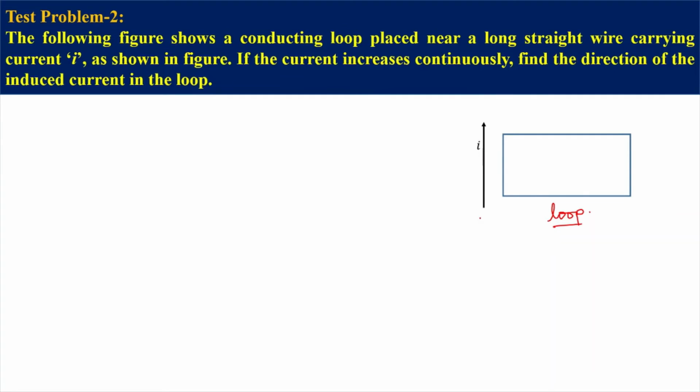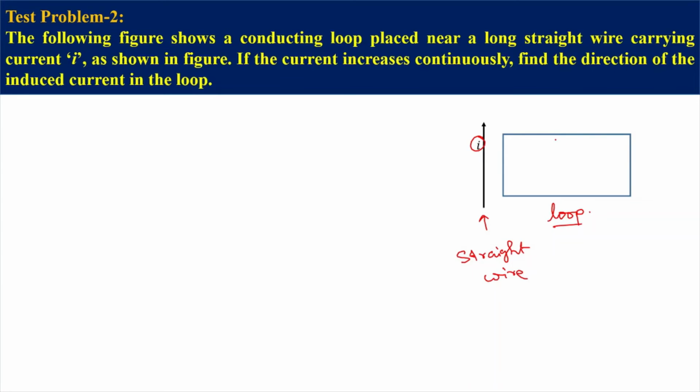So this is the straight wire which is carrying a current I. By the way, this current is not static; this current increases continuously, meaning with respect to time you are increasing this current. Then find the direction of the induced current in the loop. Because of this current there will be a magnetic field, and because of that magnetic field the flux linked with this loop will change, which will eventually set up a current in this loop. You have to find the direction of this current which is being set up in this loop.